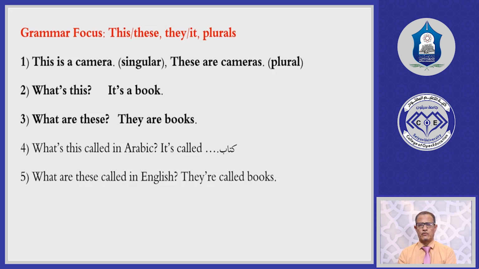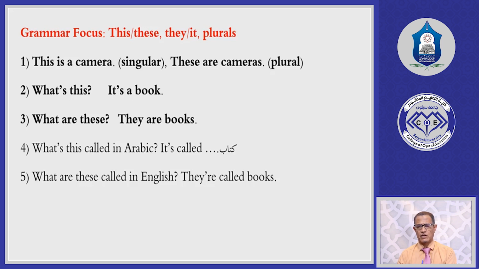So now look at number one here. We have this is a camera. This is a camera. That means only one camera, singular. And these are cameras. Now if something is closer to you, for example, this is a pen, it's closer to me, that means I can touch it. So I can say this is a pen because it's closer to me, and also it is singular. We can use this is for singular closer nouns.